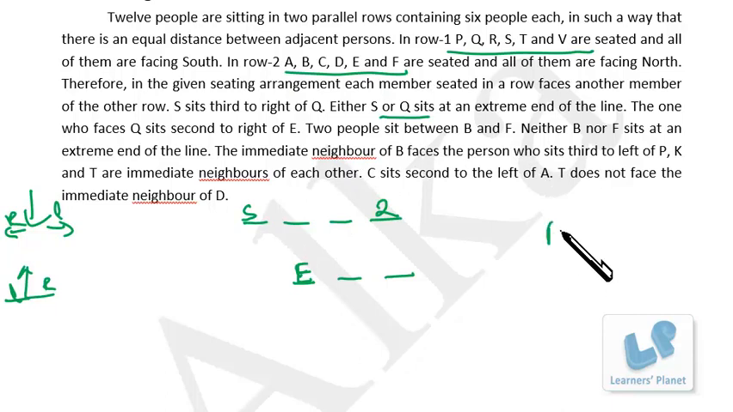2 people sit between B and F. That means B and F, that should be the arrangement. Okay, now there are 6 people. Neither B nor F sits at an extreme end of line. The immediate neighbor of B faces the person who sits third to the left of B. The immediate neighbor of B, either this way or this way. Okay, let's see. R and T are immediate neighbors of each other. Fine. C sits second to the left of A. So left of A, 1, 2.